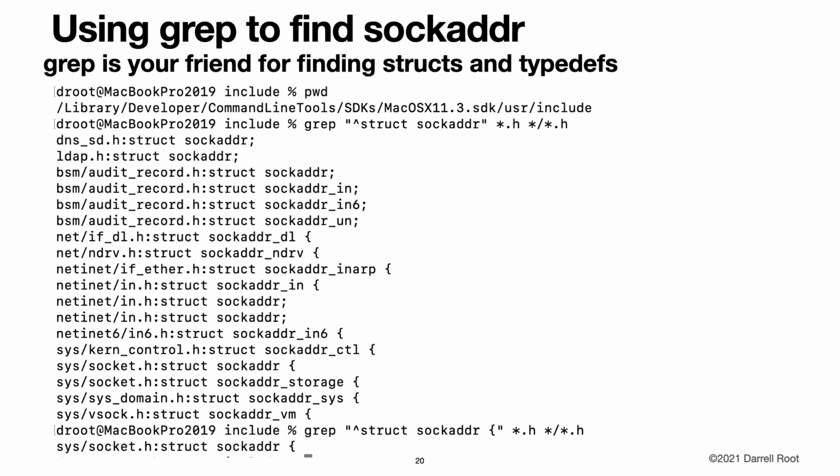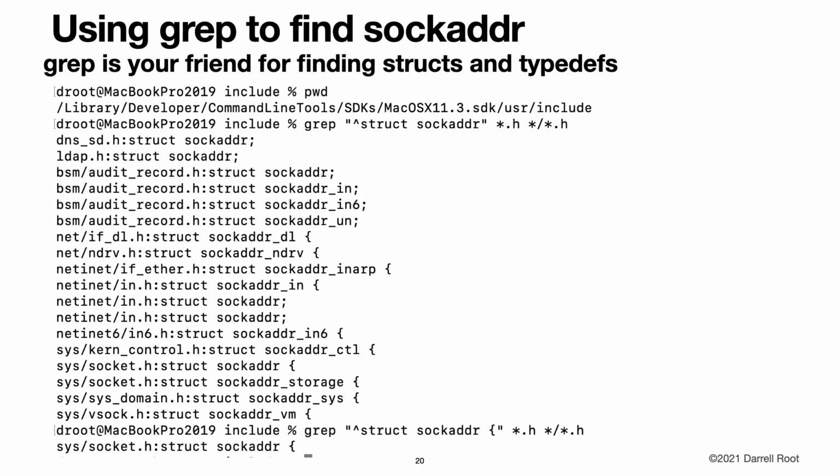When you get to the header files directory, sometimes you're looking for a particular data structure. In this case, I'm looking for the struct sockaddr data structure. So I go to the directory, and then I use grep to search for all files ending with .h in the current directory or one subdirectory, where the lines start with struct sockaddr, and I found too many hits. So I narrowed it down by searching for lines that started with struct sockaddr and then a curly brace, and I found my one hit.